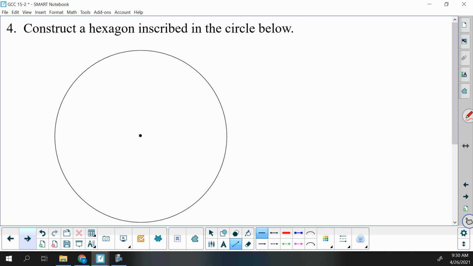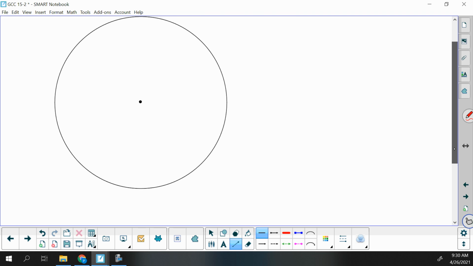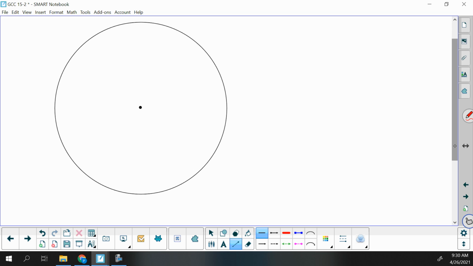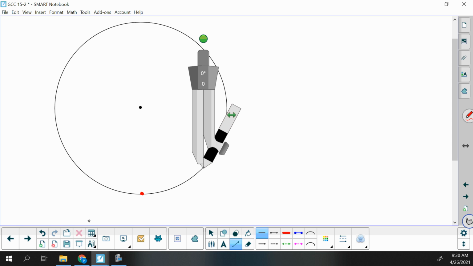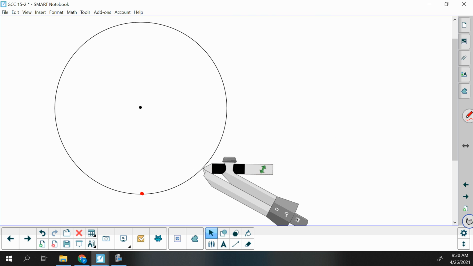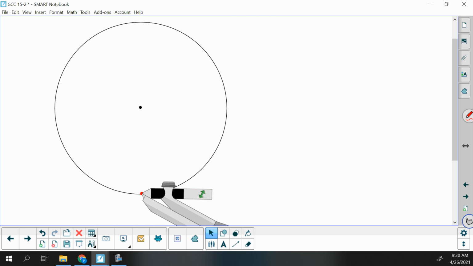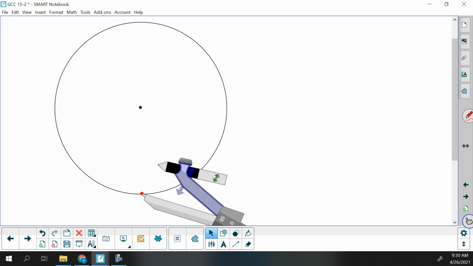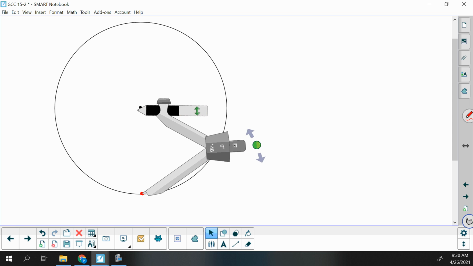All right, moving down to the bottom here, I think this one's a fun one. So we want to construct a hexagon that's inscribed in this circle. So what you're going to do is pick a point to start somewhere on your circle. So that's going to be my starting point. And what we're going to do is put our point on that starting point and put your pencil on the center of the circle.